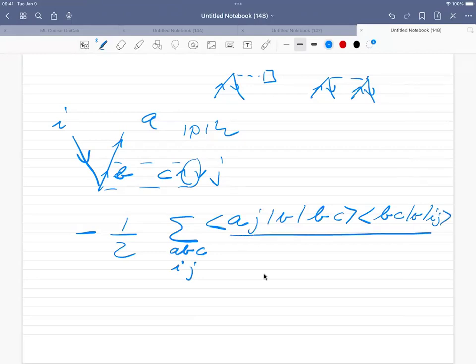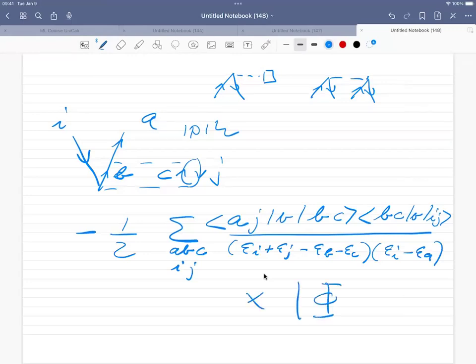And then the energy denominator, if I now take this line here, is going to give us epsilon I plus epsilon J minus epsilon B minus epsilon C. And the final one, before we make the final contraction here, is now going to be given by simply epsilon I minus epsilon A. And this is multiplied by the final state, which we have after all these excitations, which is now a one particle, one hole state.